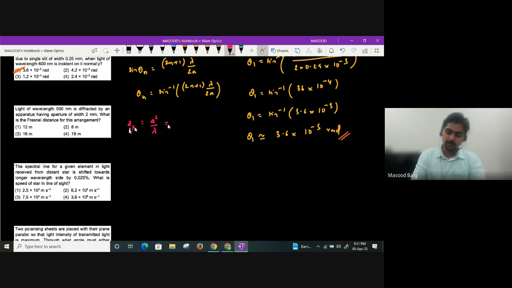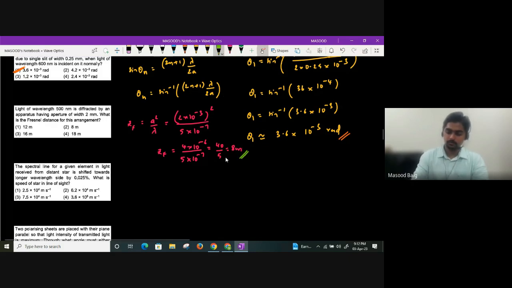So what is the Fresnel distance here? It is given as a square by lambda. Width, as you can see, is 2 into 10 power minus 3. So 2 into 10 power minus 3 whole square divided by wavelength, which is 5 into 10 power minus 7. So the Fresnel distance is 4 into 10 power minus 6 divided by 5 into 10 power minus 7, which turns out to be 40 divided by 5, which is 8 meters.